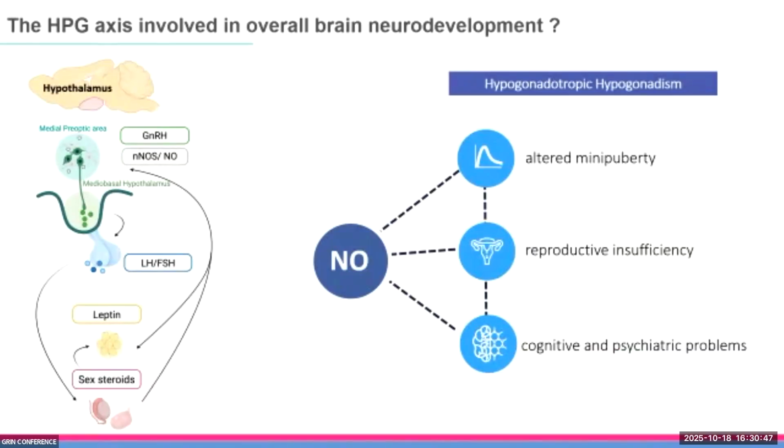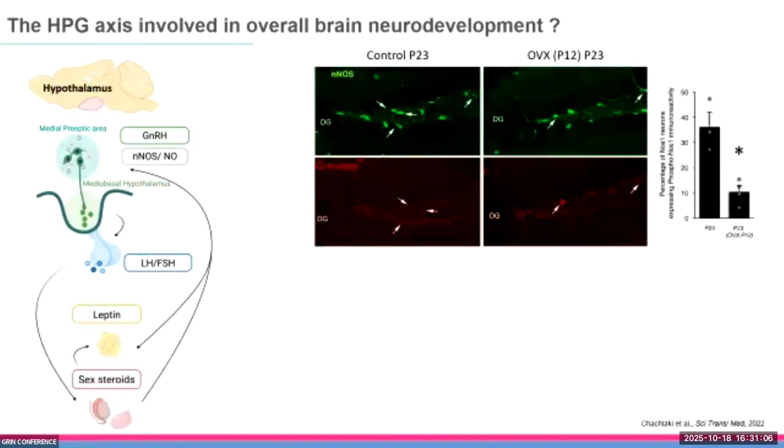So how can it be that all of these functions are connected? How can we start from an altered mini-puberty and conclude with a reproductive insufficiency, but also, mainly, how do we have these cognitive and psychiatric problems, and what could be the role of nitric oxide on those? The answer would come if we checked a bit outside the hypothalamus, because the most important and best characterized population of Enos neurons is actually found in the hippocampus.